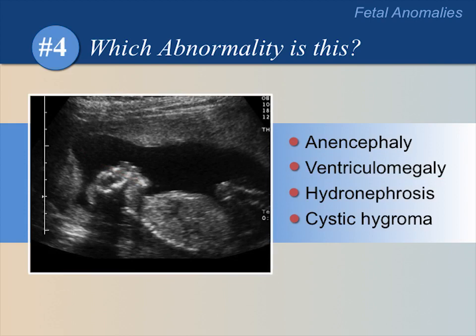Now please name the abnormality in image number 4 and an associated feature. Please pause the video now to discuss within the group. The answer is that this is fetal anencephaly. There is an absence of fetal brain or skull above the level of the orbits. The orbits, or eye sockets, often appear prominent, like frog eyes.